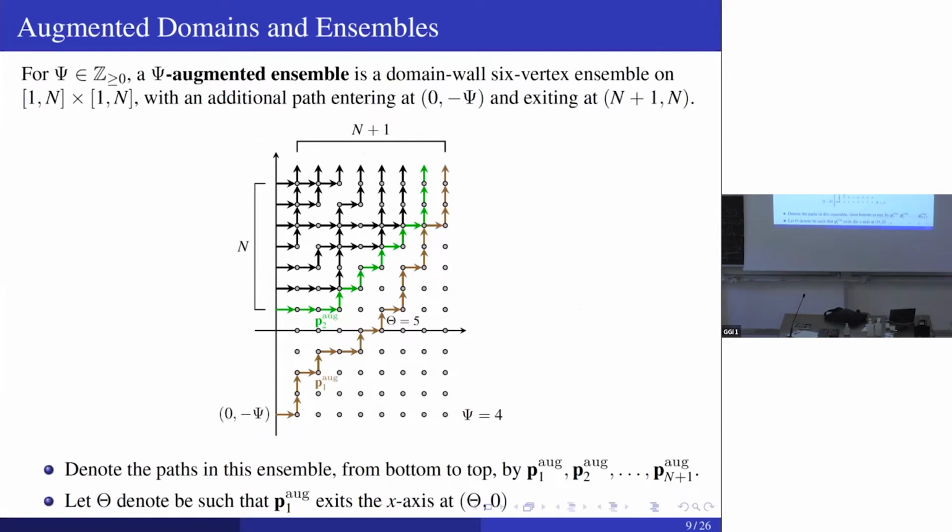What we'll do is augment the domain of the 6-vertex model by adding one additional path that starts at 0 minus psi, for some parameter psi. So let's consider some new 6-vertex ensemble on this slightly larger domain with this one new path entering at location 0 minus psi, and we'll denote the paths of this ensemble from bottom to top by P1 aug, P2 aug, all the way to Pn plus 1 aug, where aug stands for augmented. We'll let theta denote the location where the bottommost path exits this row, the x-axis. So theta here is 5.